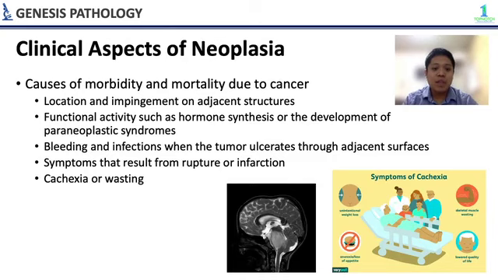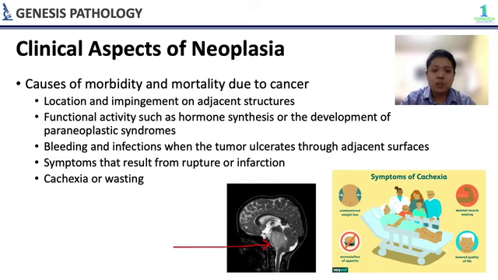So lastly, we have the clinical aspects of neoplasia. So yung causes of morbidity and mortality due to cancer. So first, you have your location and impingement on adjacent structures. So for example, meron kang brainstem glioma. So kapag lumaki yan, pwede niya ma-affect yung mga respiratory centers natin and you may die.